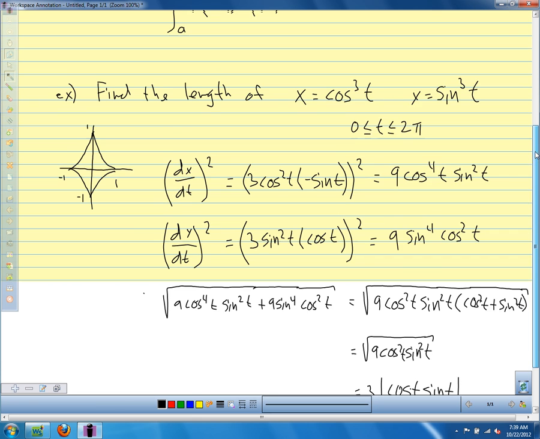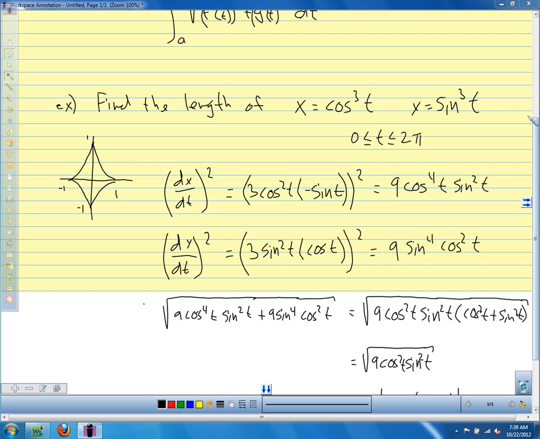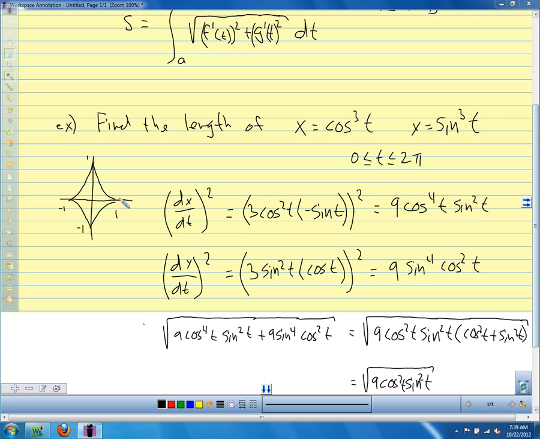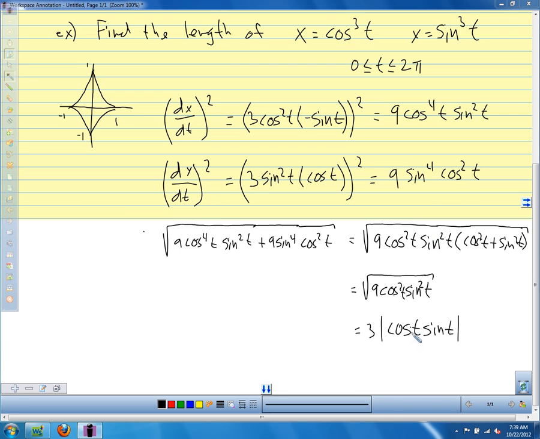Now in the first quadrant, we can check our parameters. We go from x equals 1 to x equals 0 on the interval from 0 to pi over 2. And the absolute value of cosine t sine t on 0 to pi over 2 is positive, so we don't have to worry about the absolute value there. So this is just 3 cosine t sine t for 0 less than or equal to t less than or equal to pi over 2.